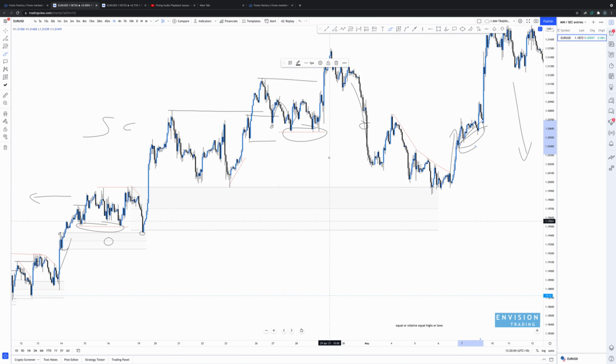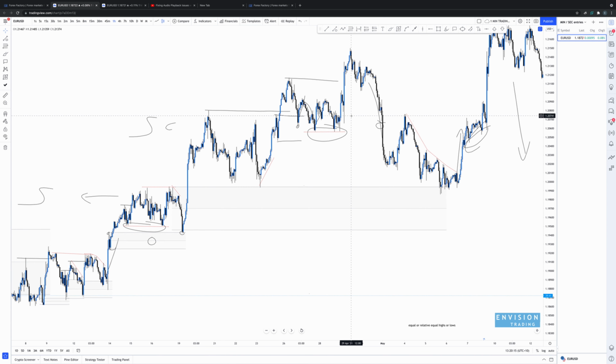This is just how it's operating. I will say this is demand as well. Again, referring to it being internal, external liquidity. We've left a lot of internal liquidity here. It gets taken, and in the process, it's left all of this external liquidity.